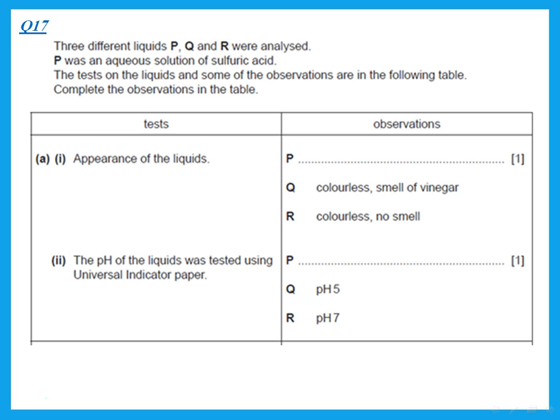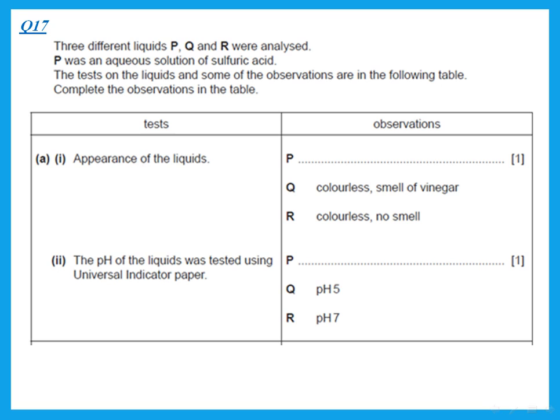Okay, this is another kind of this question. He's saying 3 different liquids, P, Q, and R, are analyzed. And he's telling me that P is sulfuric acid. Okay, so the appearance of P, what would be the appearance of P? He's telling me Q is colorless and smell of vinegar. R is colorless and no smell.